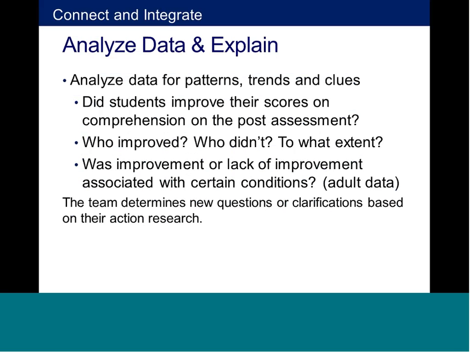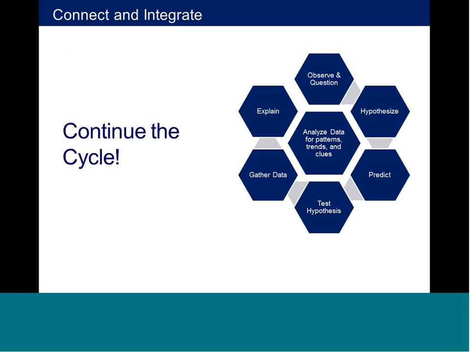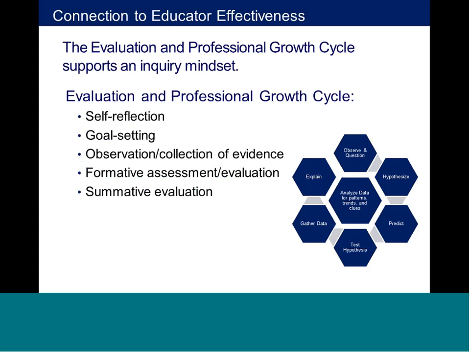So then the team looks at that information, and based on what they find, they determine new questions or clarifications, and then they start the process all over again. So it's a continuous cycle. It's a feedback loop, so to speak. That's what we can think of when we think of action research.